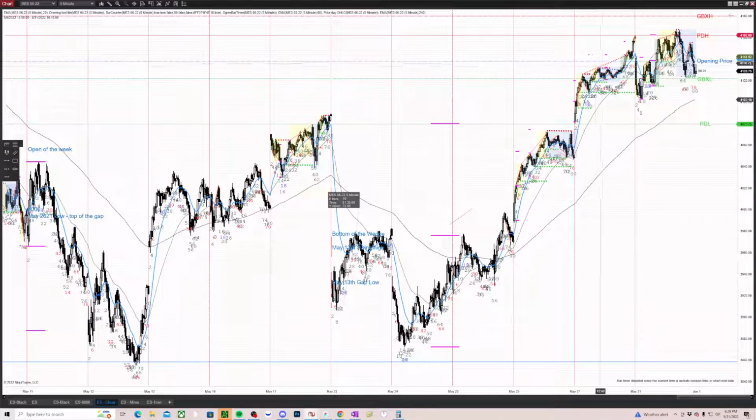So we've broken out of the range. We're kind of going sideways into another range. And we now need to see what happens. Are we going higher? Are we going lower? That all depends on how we trade this next region over the next few days.